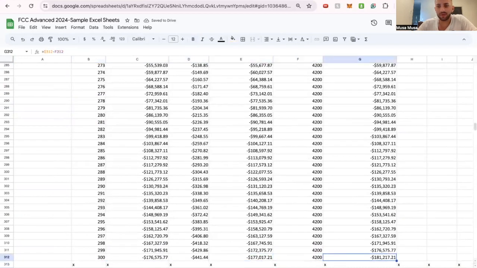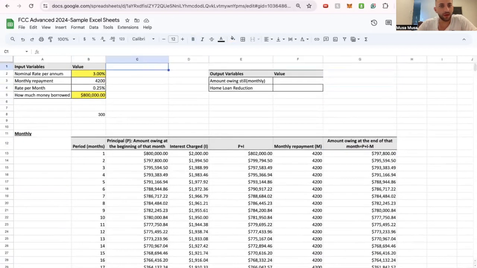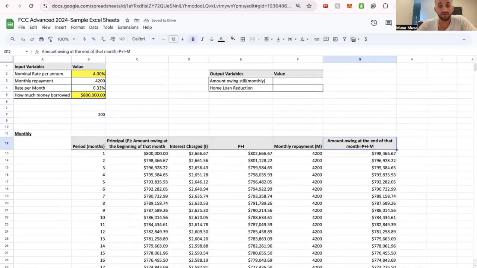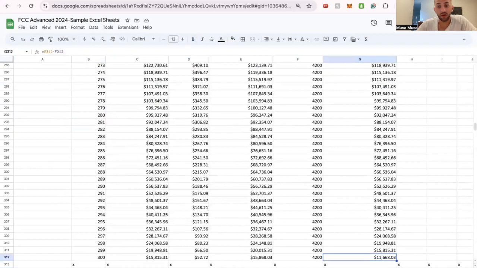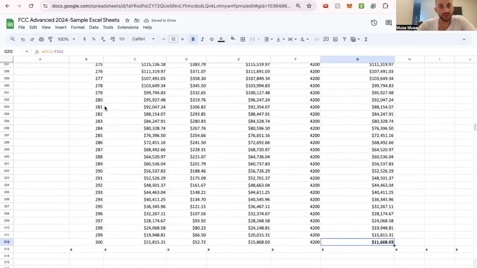No, let's look at the bottom. Oh, we've still paid it off. Oh no. Okay, can we make the interest rate higher? Let's make the interest rate 4%. Okay, good. So choose numbers that are pretty high so that this last number is positive. It'll make your life easier for answering this question. So that number there is really, really important, which is in cell G312. So let's keep that in mind.